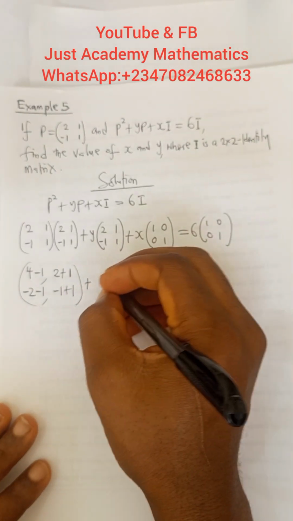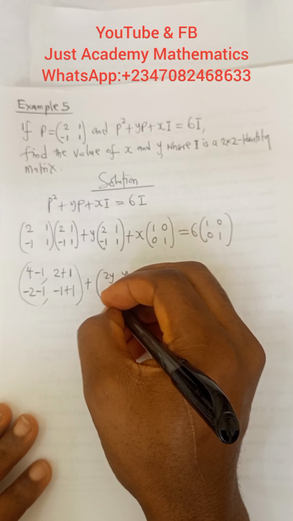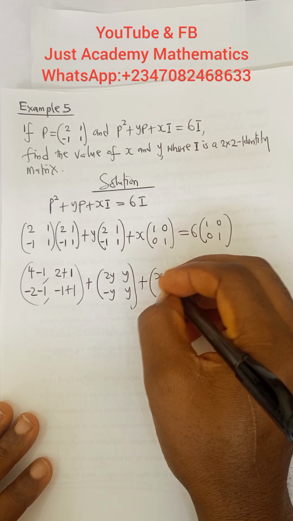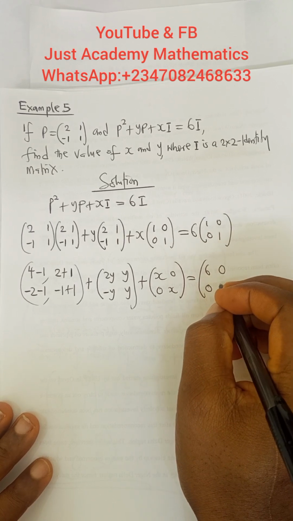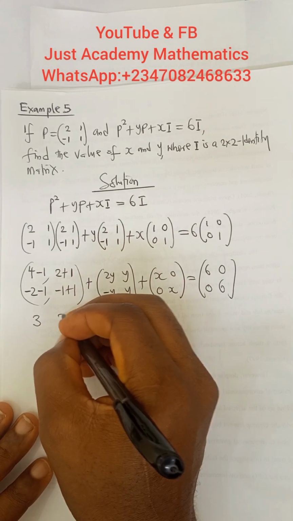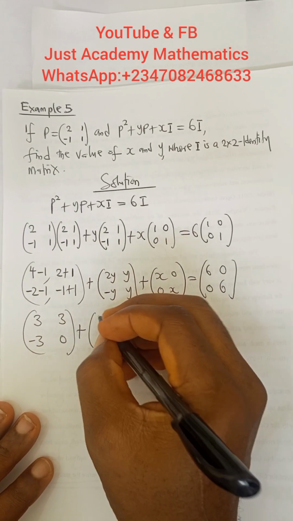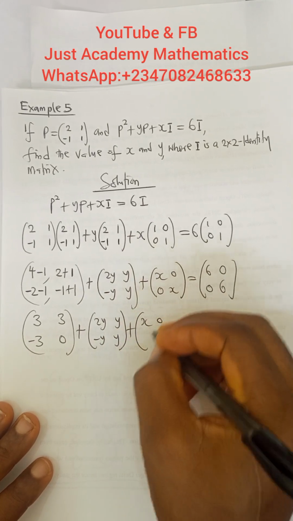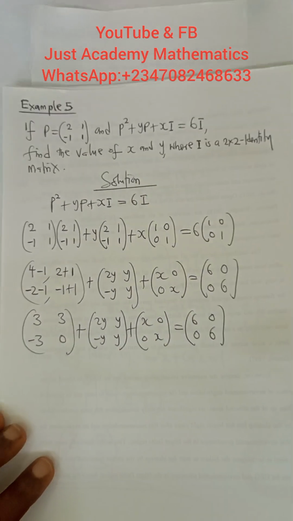Then for there, we have Y bracket 2Y plus what? Y minus Y, Y plus, here what do we have here? We have X, 0, 0, X must be equal to 6, 0, 0, 6. Now, what does this imply? Here is what? 3 and 3 and minus 3 and then 0 plus 2Y, Y, minus Y, Y plus X, 0, 0, X all must be equal to 6, 0, 0, 6. So let's find X and Y.